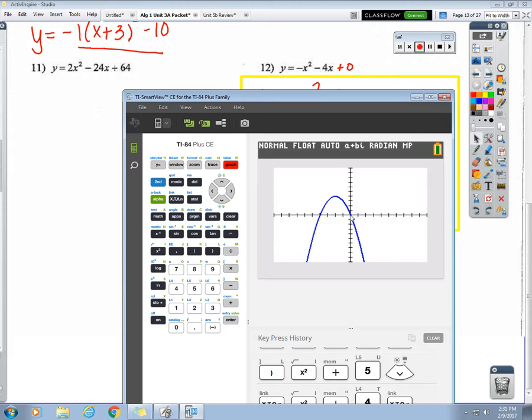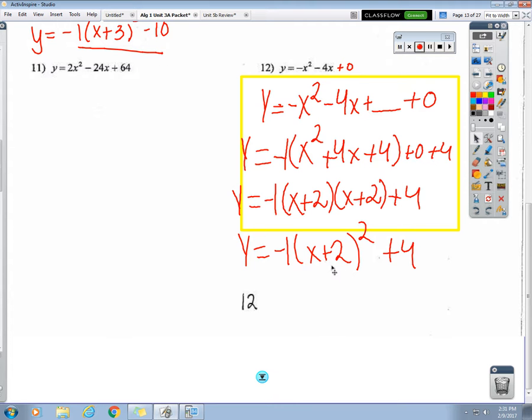Didn't the vertex shift left 2 and up 4? Well, don't you represent left 2 with an x plus 2 inside parentheses? And then up 4 with a plus 4 on the outside? Plus 2 represents left 2. Plus 4 represents up 4. However, you have to remember whatever the a value is has to be down in the front.